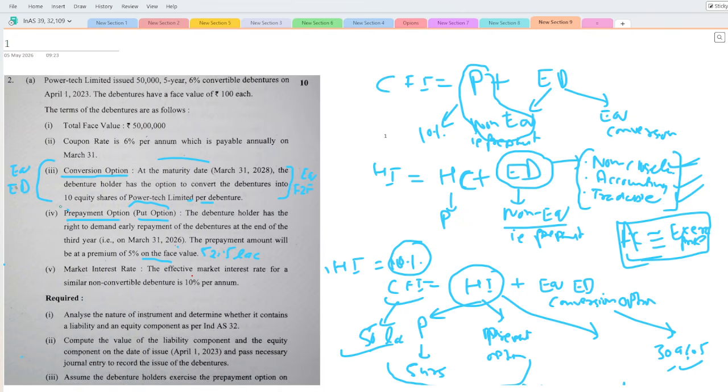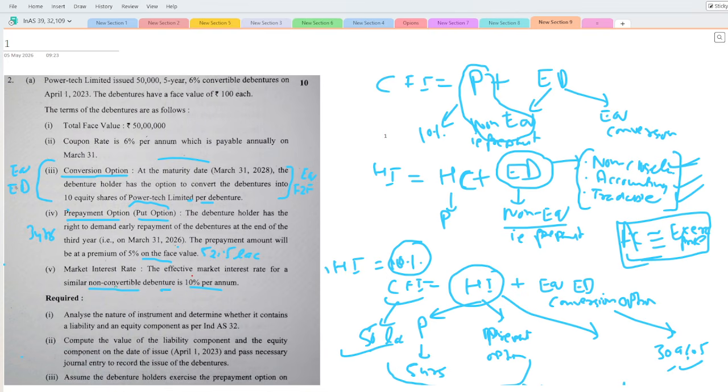So this is the thing. If the holder exercises this prepayment option, then the life of the instrument will be 3 years. Correct. And if it doesn't exercise, then the life of the instrument will be 5 years. And here the market interest rate, that is your effective interest rate, that is the discount rate. The effective market interest rate for a similar non-convertible debenture is 10% per annum.